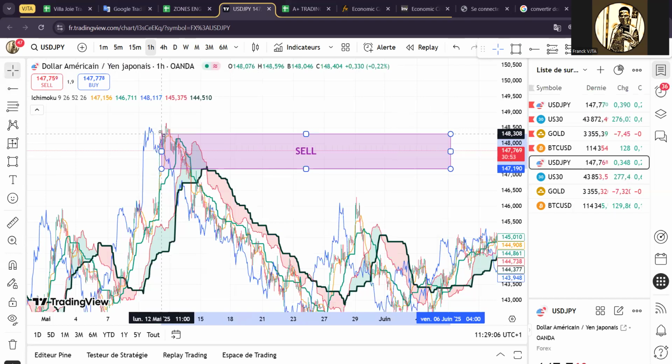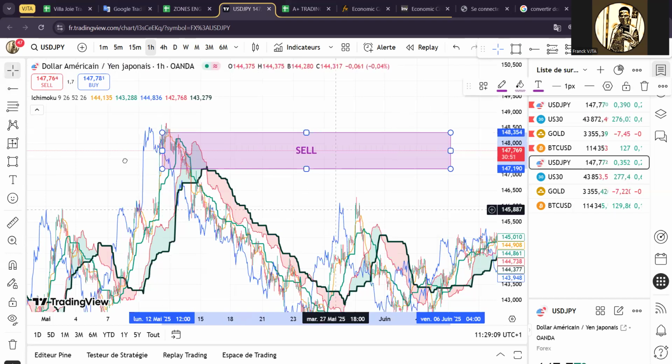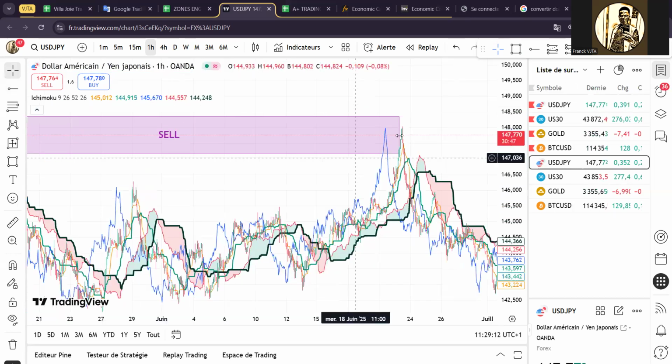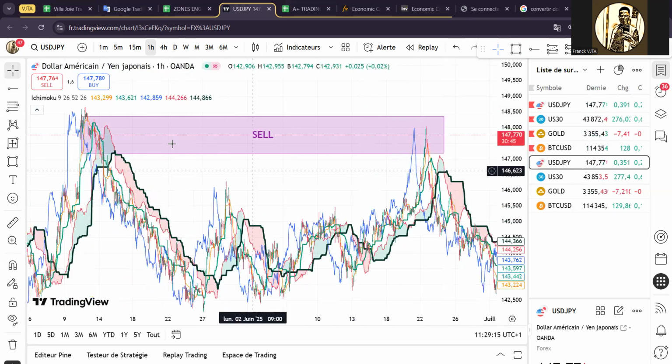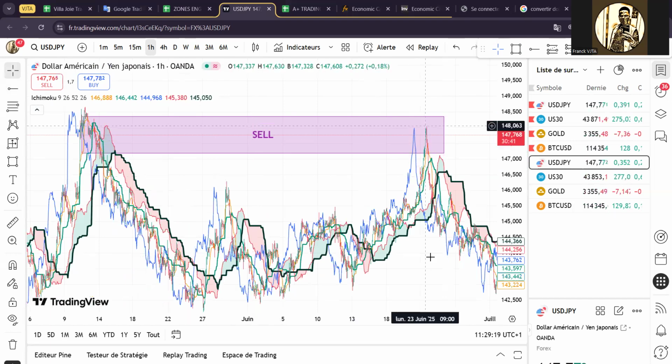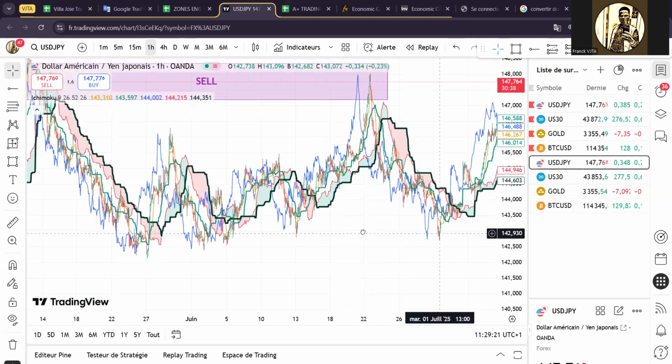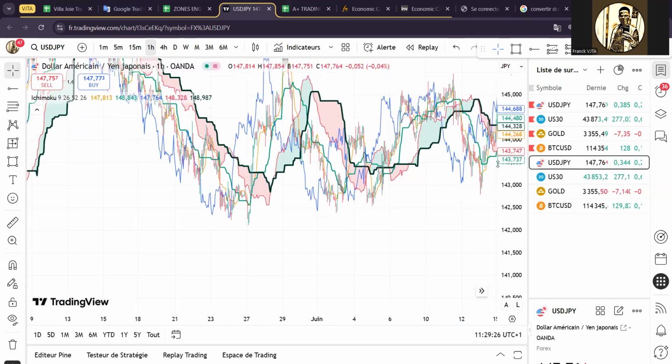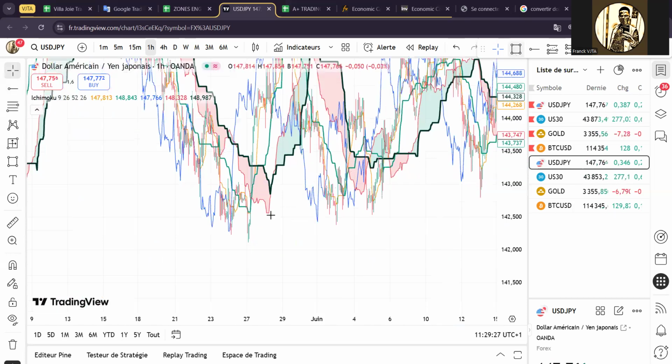I use the Tenkan and the twist for the zone. I drag it to the right side till here. So when the price came back to the major zone, you see, when it came back to that major zone, we had again another huge reversal to the downside. So it's the same thing for the bottom of this previous sell here.